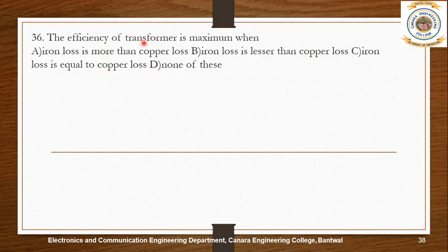The efficiency of the transformer is maximum when iron loss is more than copper loss, iron loss is less than copper loss, iron loss is equal to copper loss, none of this. As we have studied in the previous question, transformer efficiency is maximum when iron loss is equal to copper loss. So option C is the right answer.